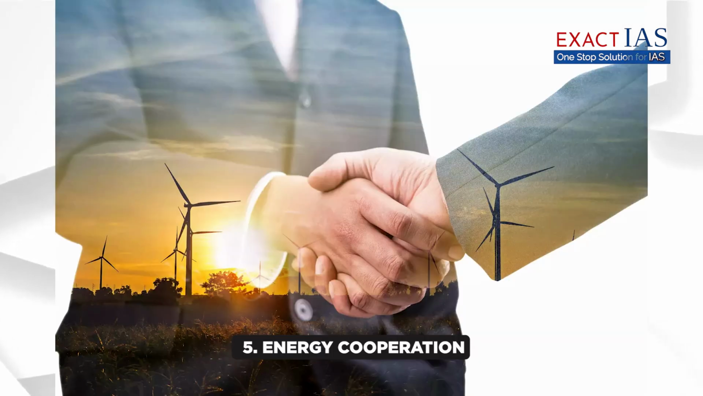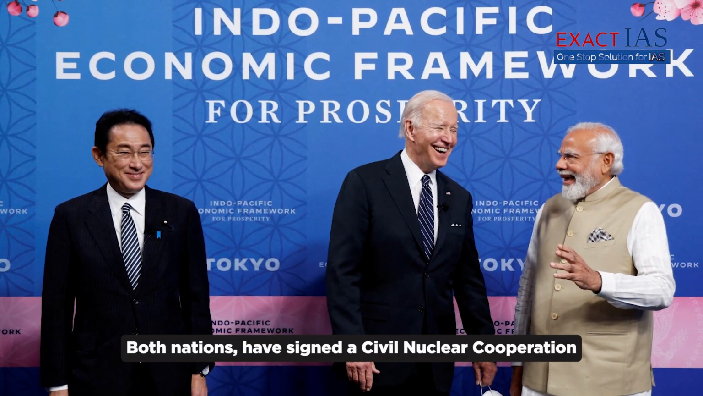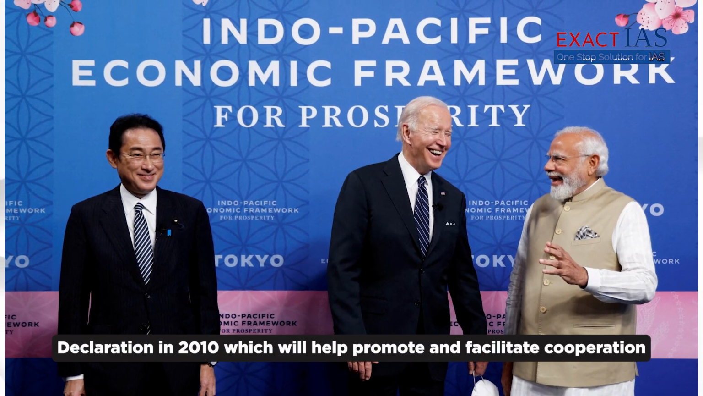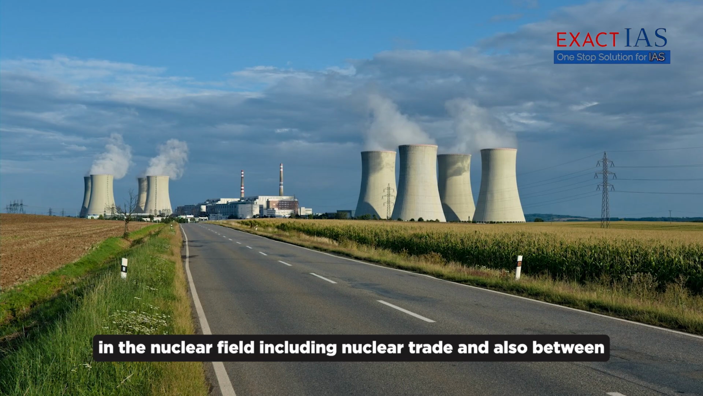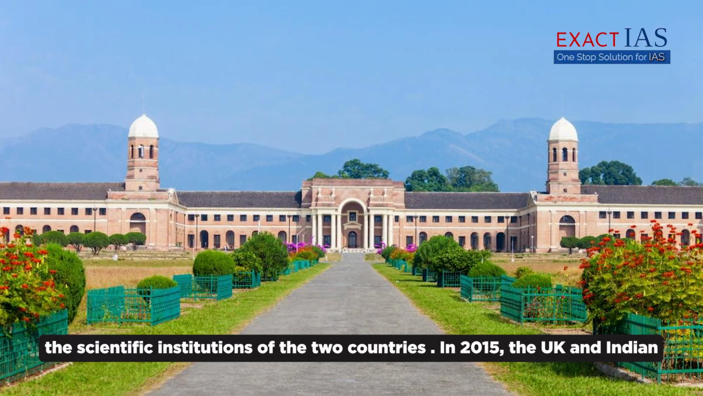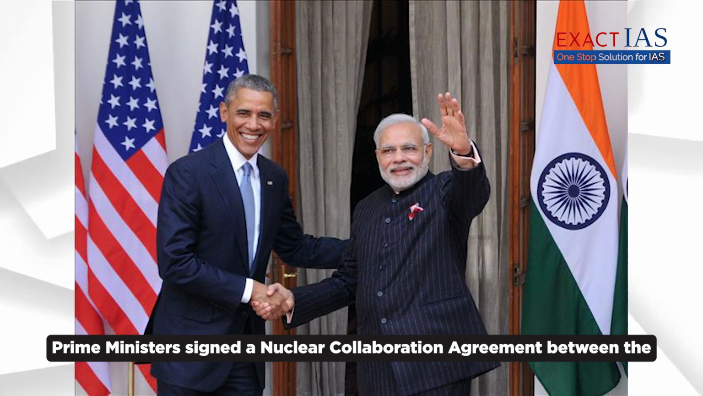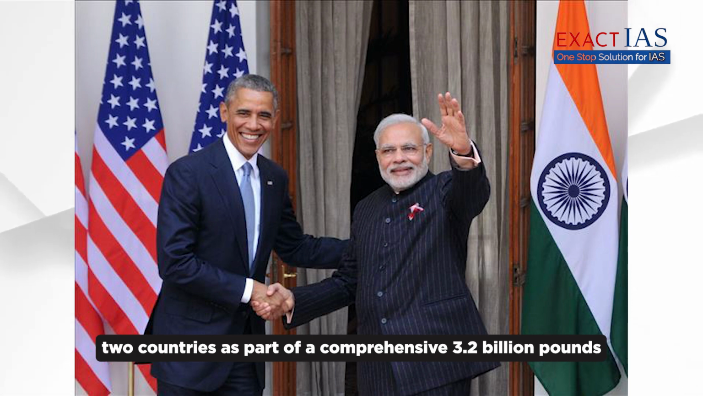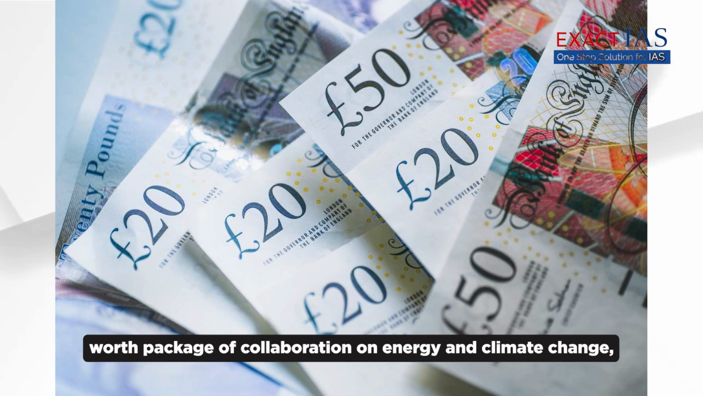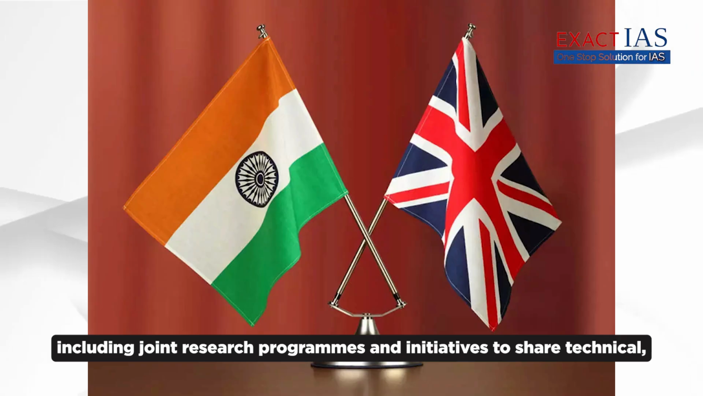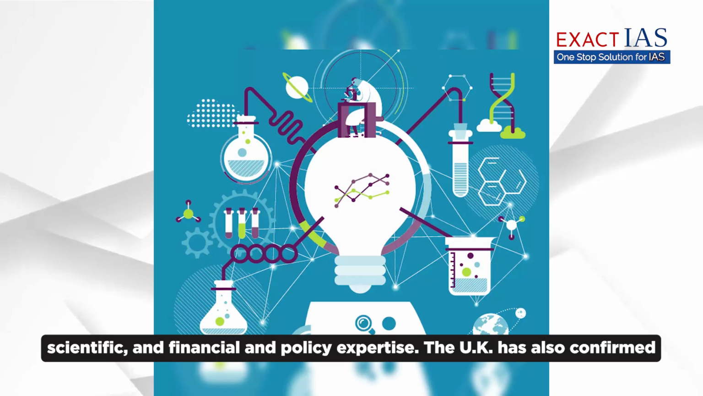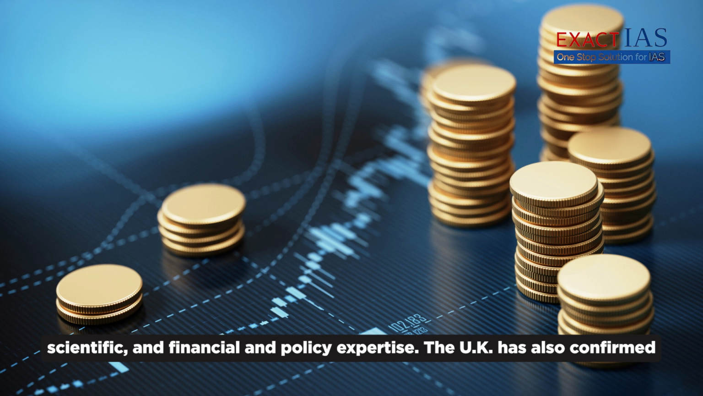Number 5. Energy cooperation. Both nations signed a civil nuclear cooperation declaration in 2010, which will promote and facilitate cooperation in the nuclear field, including nuclear trade and also between the scientific institutions of the two countries. In 2015, the United Kingdom and Indian Prime Ministers signed a nuclear collaboration agreement between the two countries as part of a comprehensive £3.2 billion package of collaboration on energy and climate change, including joint research programs and initiatives to share technical, scientific, financial and policy expertise.